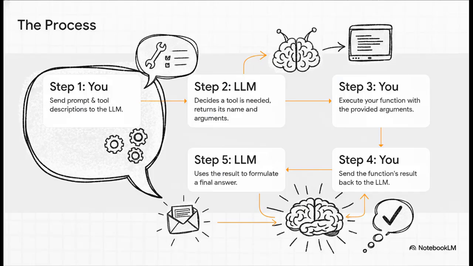First, it starts with you. You send your user's prompt, but you also send a description of all the tools you have available. The LLM looks at all that, decides it needs help, and then it sends a message back saying, hey, please run this specific tool with these specific arguments. Then the ball is back in your court. Your code sees that request, runs your local function, and gets a result. Then you send that result back to the LLM in a new call. And finally, the LLM takes that new information and uses it to give the user a complete, helpful answer.